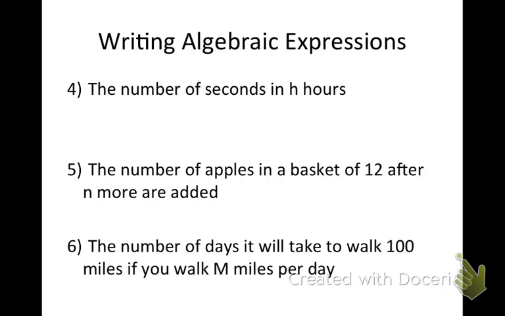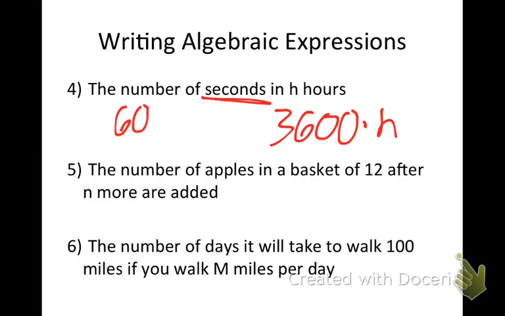All right, number 4. The number of seconds in 8 hours. How would you express that as an expression, Jake? 3,600 times h. Yeah, recognize, again, we're talking about seconds. So there are 60 minutes in an hour, and there are 60 seconds in a minute. So we have to take 60 times 60, and that's where we get 3,600.